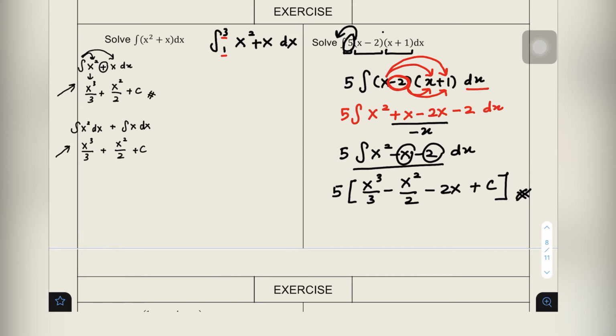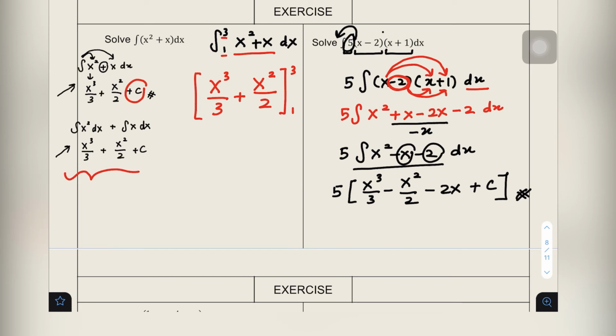Whenever you want to solve the definite integral, the techniques that you use are still the same. You still need to integrate your function first, so you will get x cubed over 3 plus x squared over 2. But because this is a definite integral, you do not need to write plus c, but you need to write the limits that we have, which are 1 and 3. That is the first difference between definite and indefinite integrals.